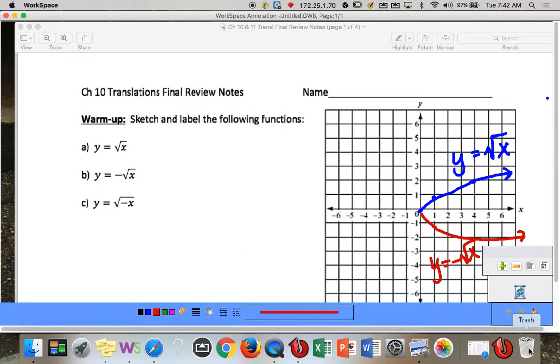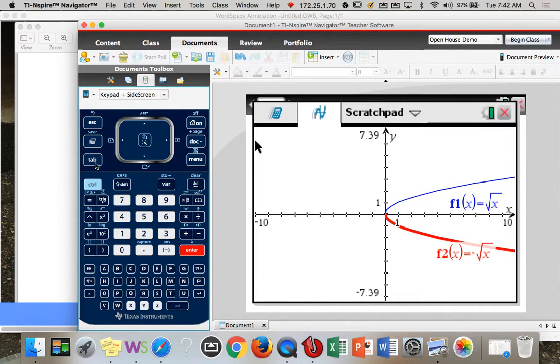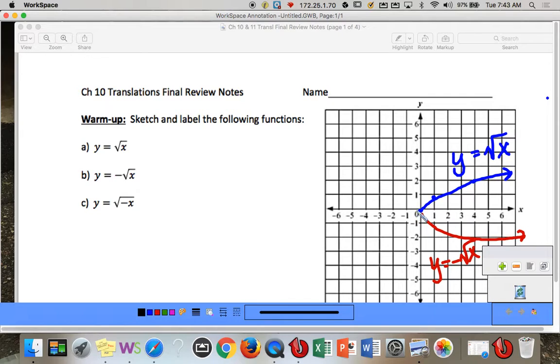And the last one, if the negative's on the inside, what does that do to the graph? Again, if you don't know, we can type it in, square root of negative x, and that reflects it over the y-axis. Okay, so this is y equals square root of negative x.